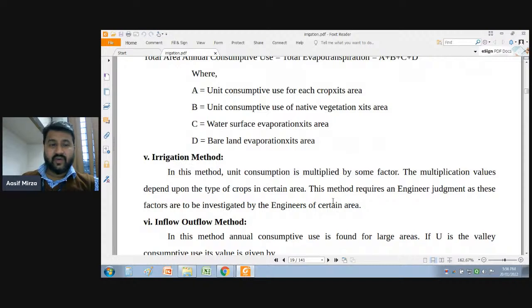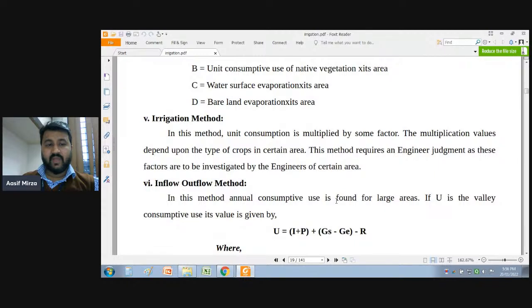The multiplication values depend upon the type of crops in a certain area. This method requires an engineer's judgment, as these factors are to be investigated by the engineers of the certain area. Now the next method, which is the inflow-outflow method. In this method, annual consumptive use is found for a large area.